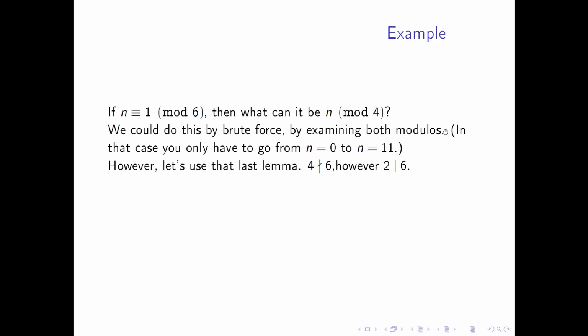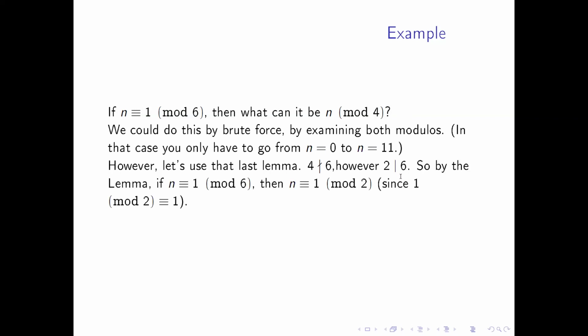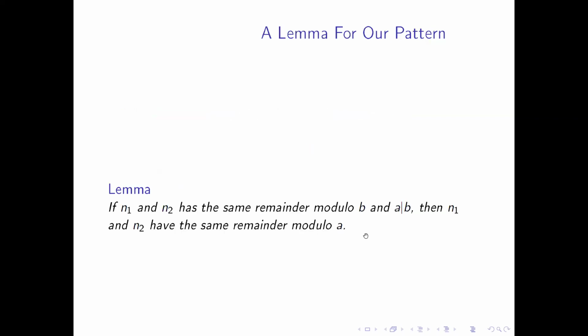So what are the possible mod 4 values that come up? Well, let's just look at 2. Since n is congruent to 1 mod 6, then n is congruent to 1 mod 2, since 1 mod 2 is 1. Okay, so I am going to use this now. So again, just coming back up to the lemma, if n1 and n2 have the same remainder mod b, then they have the same remainder mod a. What that also tells us is that we can leverage this to our advantage.